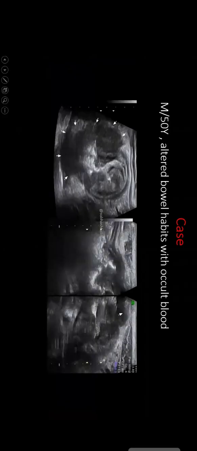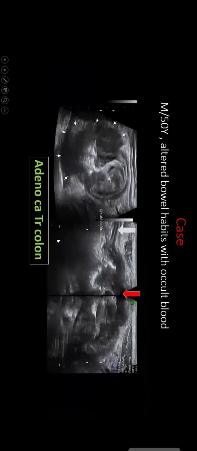See a sigmoid colon. Male 50-year, altered bowel habits with occult blood per rectum. This is a colonic scan with an exophytic mass, eccentric mass, luminal narrowing, distortion, adenocarcinoma of the transverse colon.